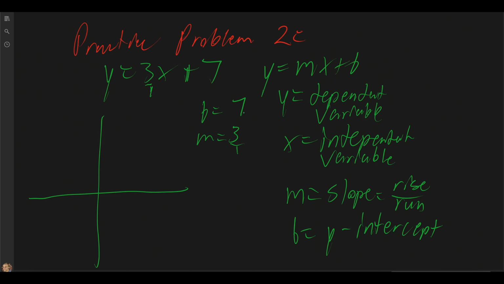Just based on this information alone, we can start plotting our linear graph. So we have our x and y axis right here. If we want to, we can start with the y-intercept. So we can go 1, 2, 3, 4, 5, 6, 7. And in a y-intercept, what that means is that it's going to hit at the y-axis over here. So we have a 7.